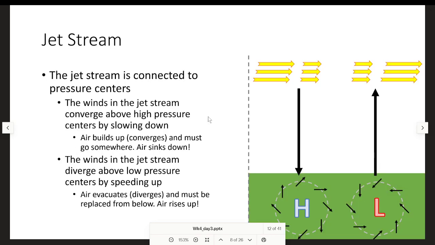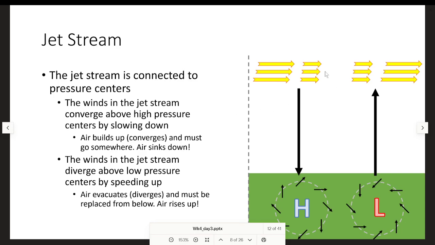The jet stream is connected to the pressure centers, so the winds of the jet stream converge above high pressure centers by slowing down. The air builds up and converges and must go somewhere, so the air sinks down. The winds in the jet stream diverge above low pressure centers by speeding up. Air evacuates, diverges, and must be replaced from below, so air rises up. So low pressure causes the air to speed up and diverge aloft, and if the air converges aloft, you have sinking motion.